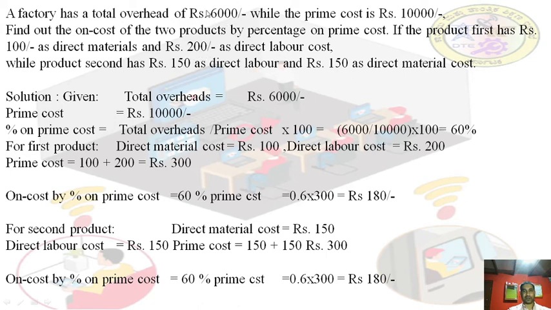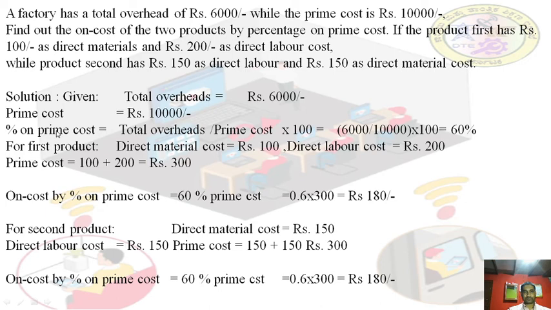So this is for all components, and the prime cost is also for all the components. So we need to calculate the prime cost of these two products and the on cost or overhead charges of these two components. So he has asked to find the on cost of two products, where each product has direct material cost. Two products are there. So total overhead is 6,000 and total prime cost is rupees 10,000.